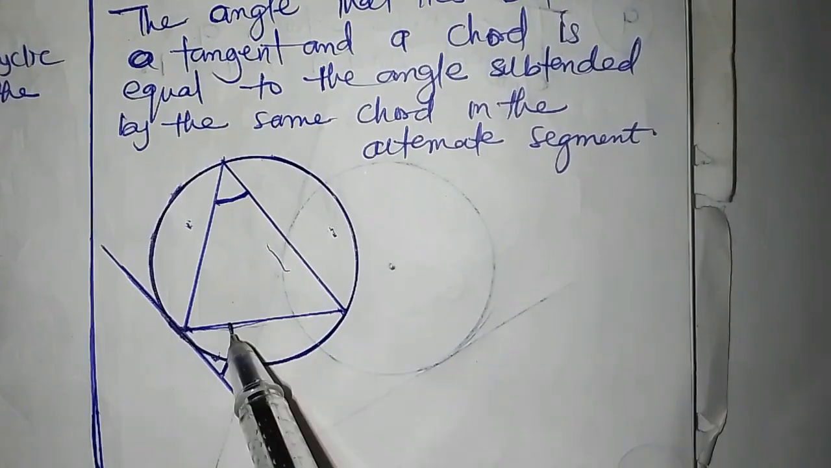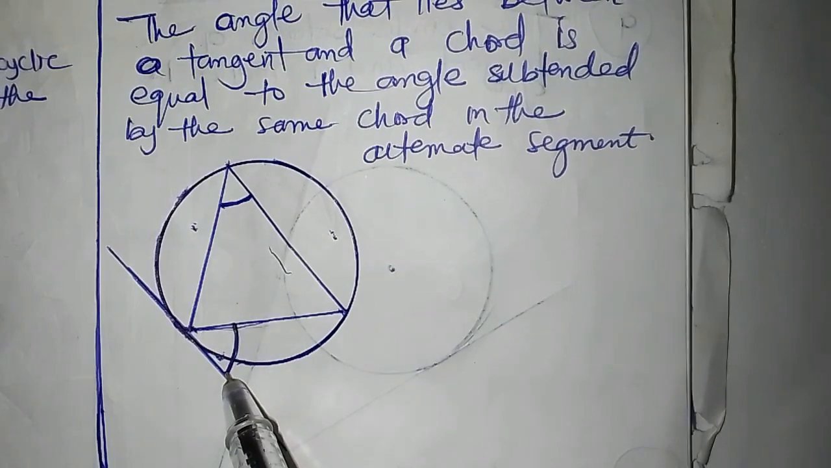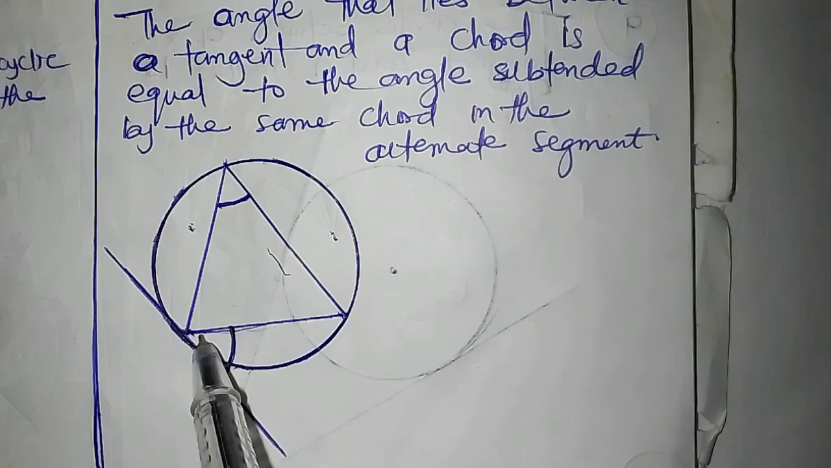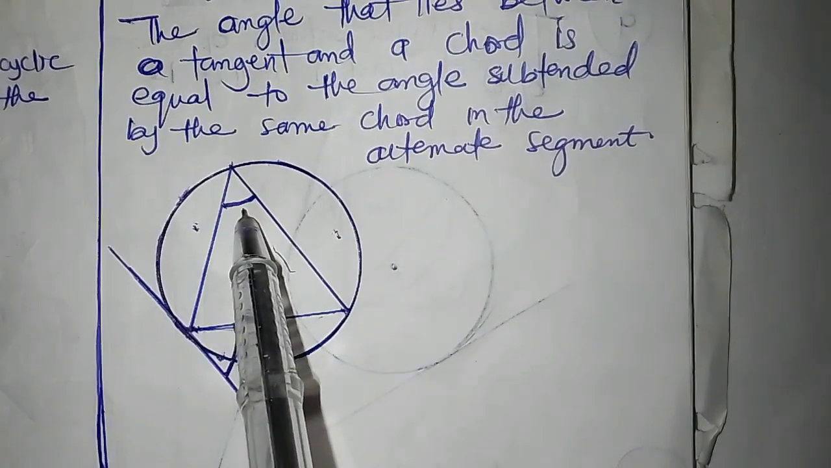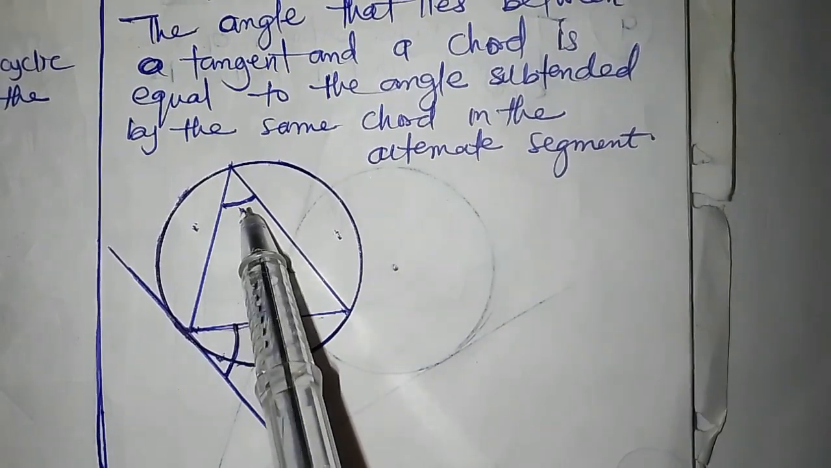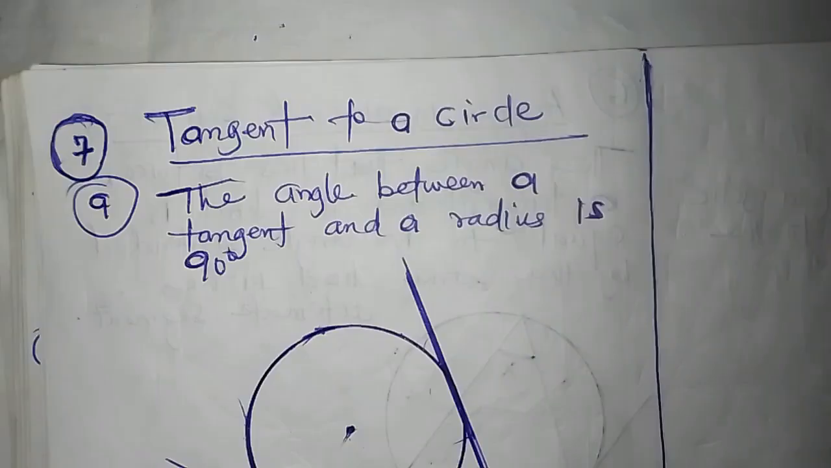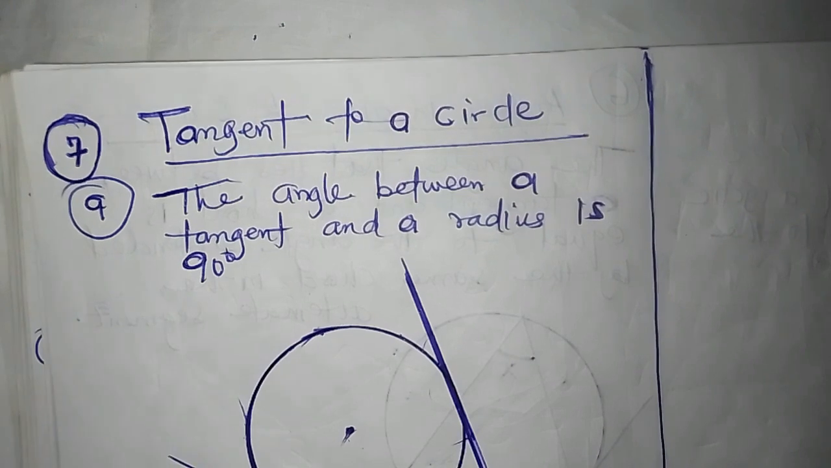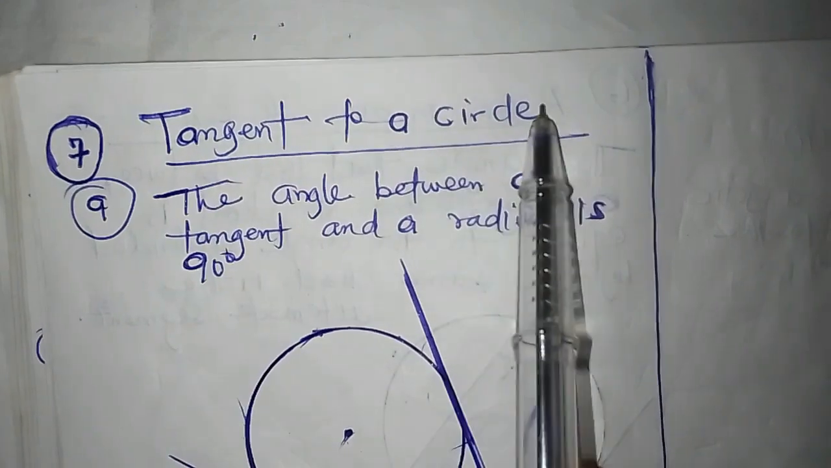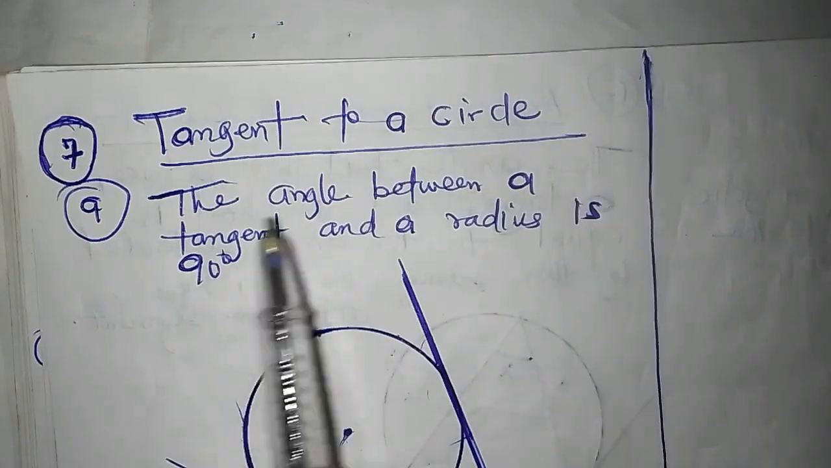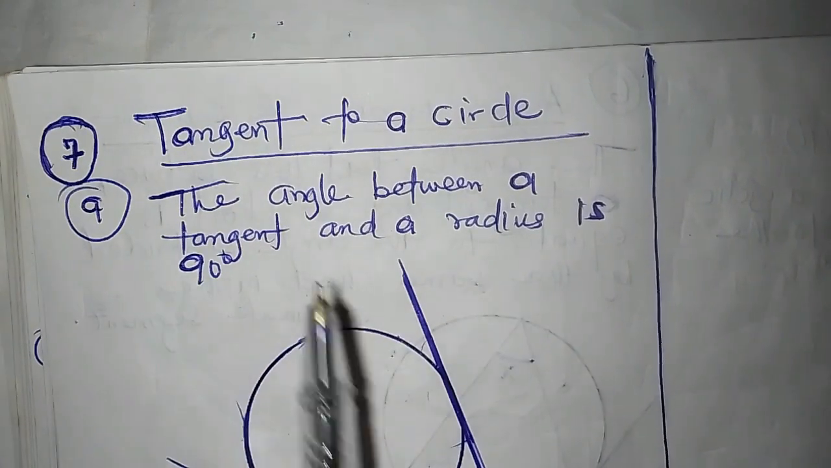Alright, so the rule says that this angle formed between this chord and this tangent is equal to the angle formed by this chord in the alternate segment. So if here is x, here is also x. The angle between a tangent and a radius is 90 degrees. That's the first one. The general rule is the tangent to a circle rule. So the first one says the angle between a tangent and the radius is 90 degrees.